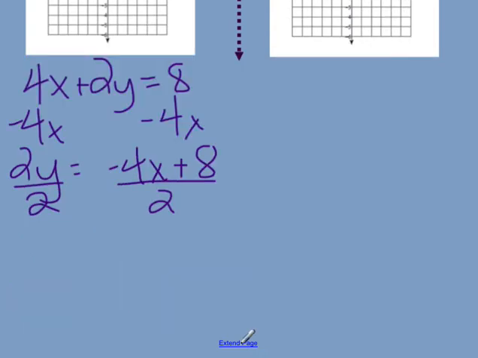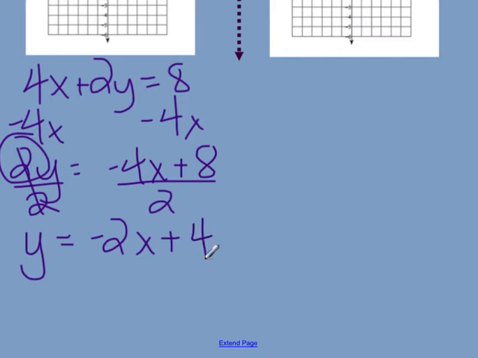So when I divide both sides by 2, I just get left with y. I divided both sides by 2 because this 2 is already being multiplied by the y. Then -4 divided by 2 is -2, and then x, and 8 divided by 2 is 4.